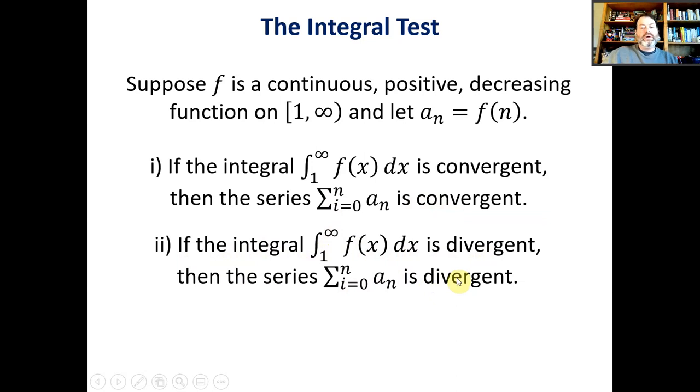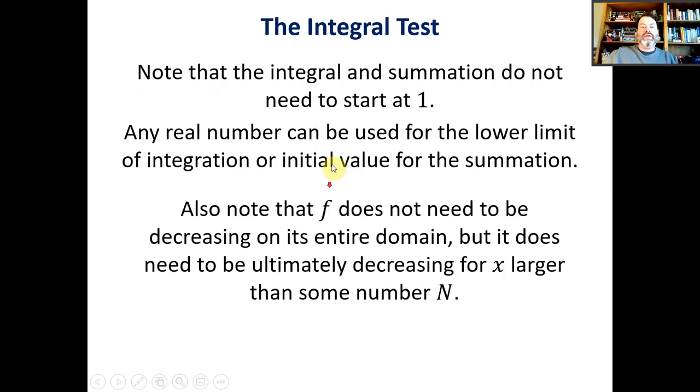Now there's a couple of things going on here that I'm going to point out on the next slide. One of them is that it doesn't matter what the lower index is. Normally we make this a 1. It really honestly does not matter. And that's explained here. The integral and the summation do not need to start at 1. If you're not sure, just put a 1. Any real number can be used for the lower limit of integration or the initial value. Generally speaking, for the sum you want to start at 0 or 1, but for the integral, you definitely could go negative.